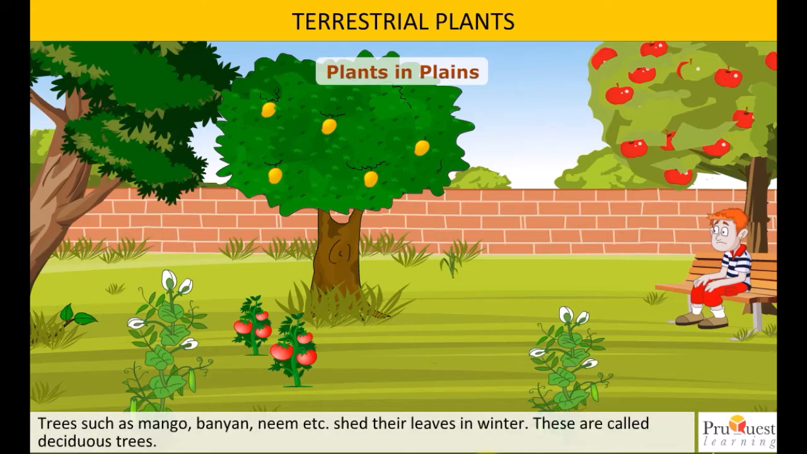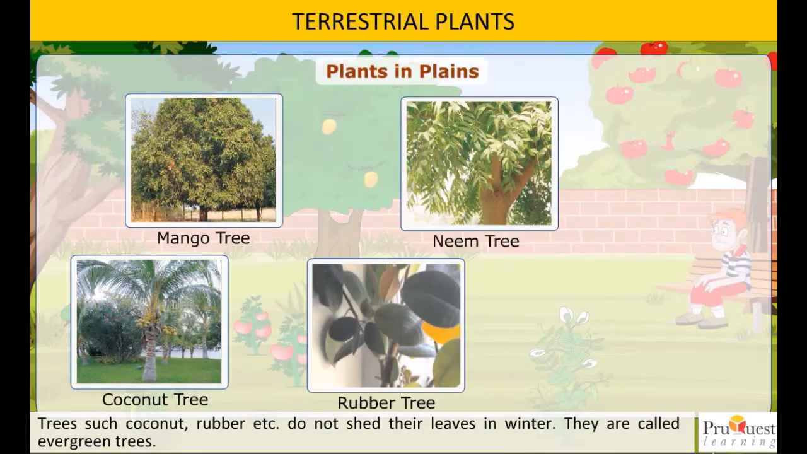Trees such as mango, banyan, neem, etc. shed their leaves in winter. These are called deciduous trees. Trees such as coconut, rubber, etc. do not shed their leaves in winter. They are called evergreen trees.